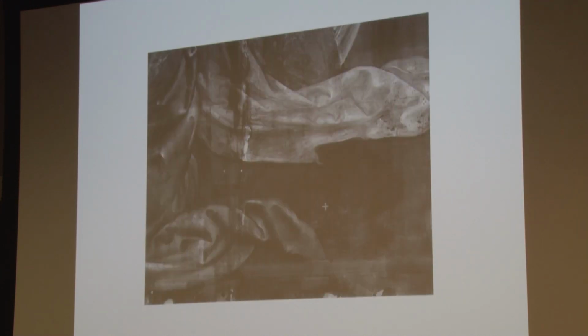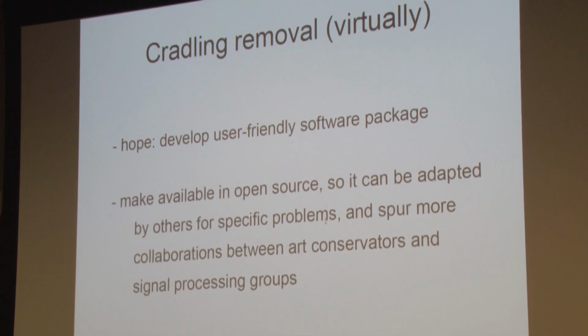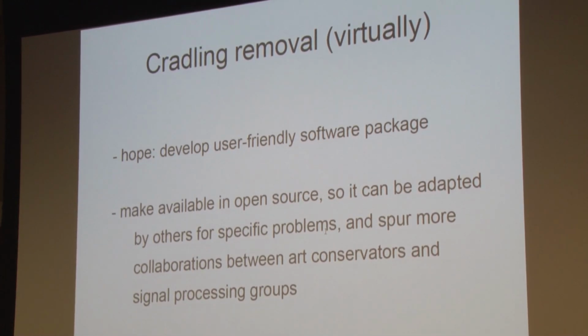Here is another one. And so what we did, we actually got a grant from an art foundation because we now had an algorithm that worked. It was an algorithm in MATLAB. It could just as well have been in Martian as far as art conservators were concerned. So we got a grant in order to port this to a plugin for Photoshop, which art conservators can use.